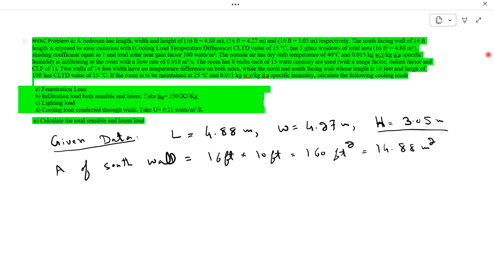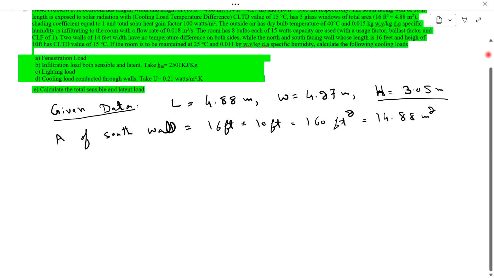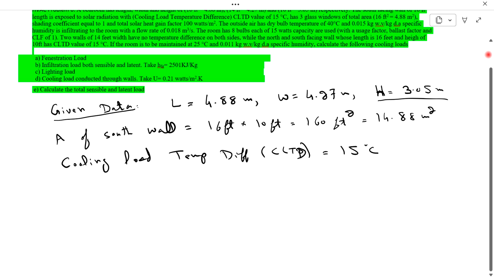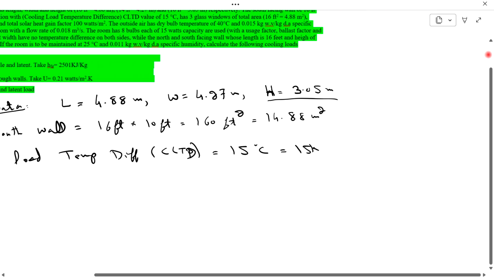The south wall is exposed to solar radiation with cooling load temperature difference of 15 degree. Cooling load temperature difference, CLTD, between outside and inside of the wall is equal to 15 degree. This is a difference, so we can write this difference as 15 Kelvin as well.